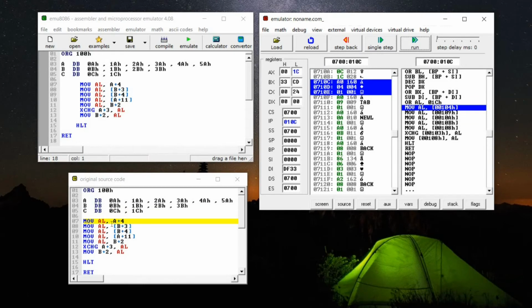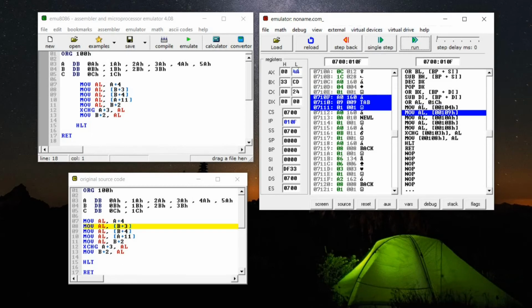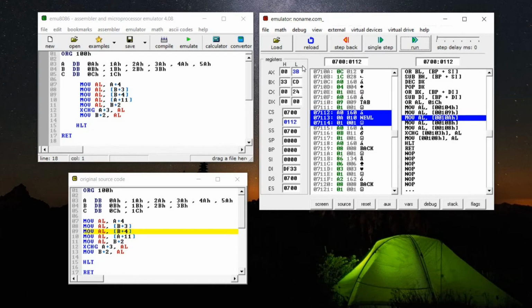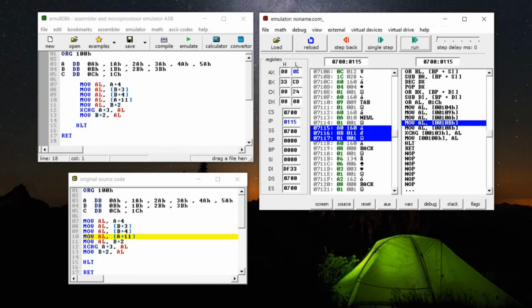First, move AL, A plus 4. 4A has been called. And then AL, B plus 3. 3B has been called. And then B plus 4. B doesn't have 4, but takes from 0CH. And then A plus 11. A doesn't have until 11. So A calls 1CH.